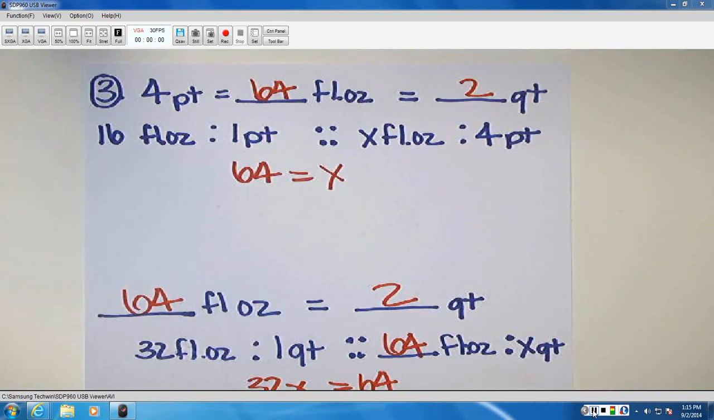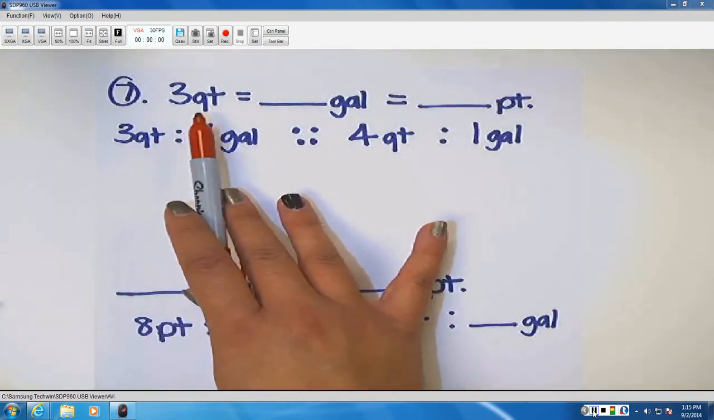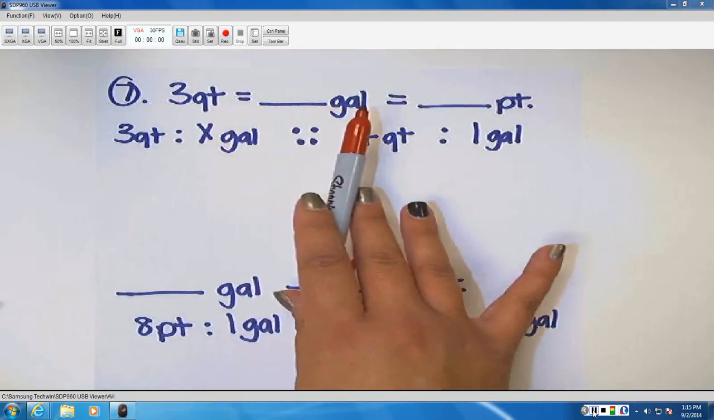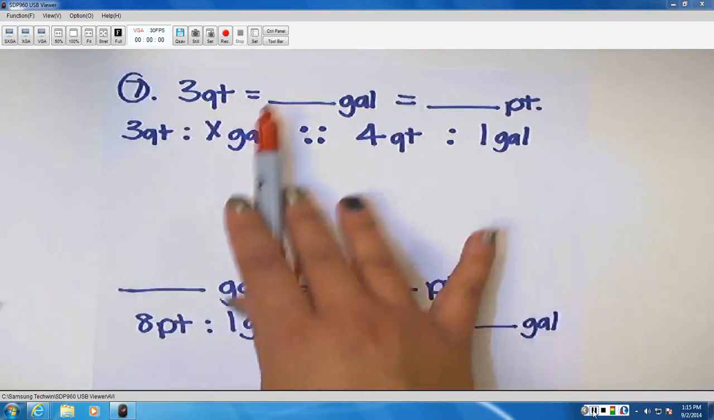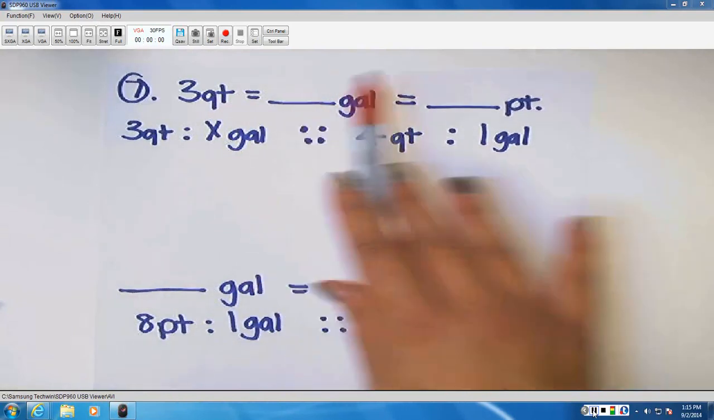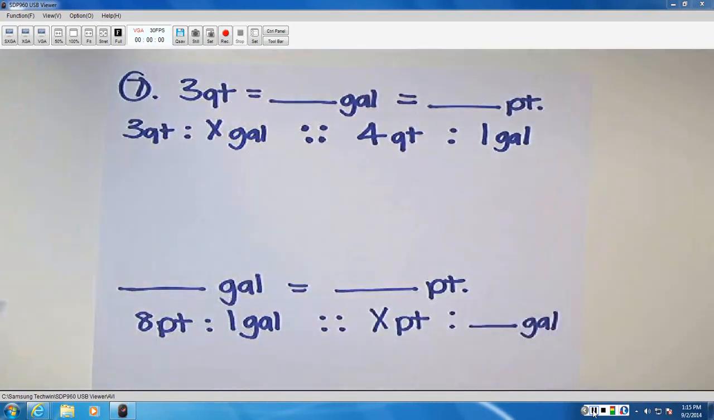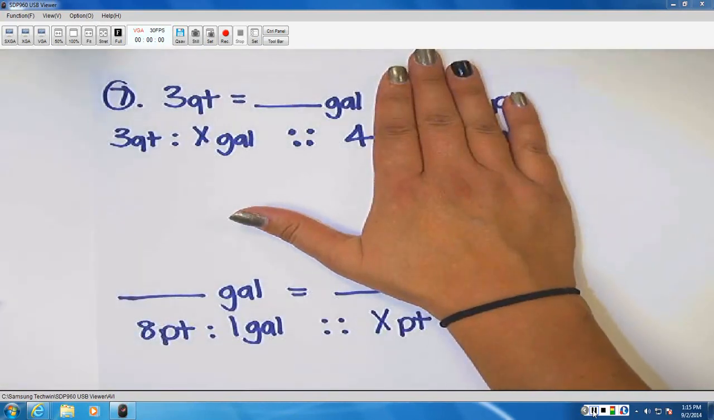Let's do another one, just make sure I did not completely confuse you. So let's do number 7. Number 7 is, we want to know how many gallons equals 3 quarts. And then when we come up with that number, we'll want to know how many of those gallons equals a pint. Again, we just basically have 2 problems in one here. So what we're going to work with first is this first half of it. 3 quarts equals how many gallons?